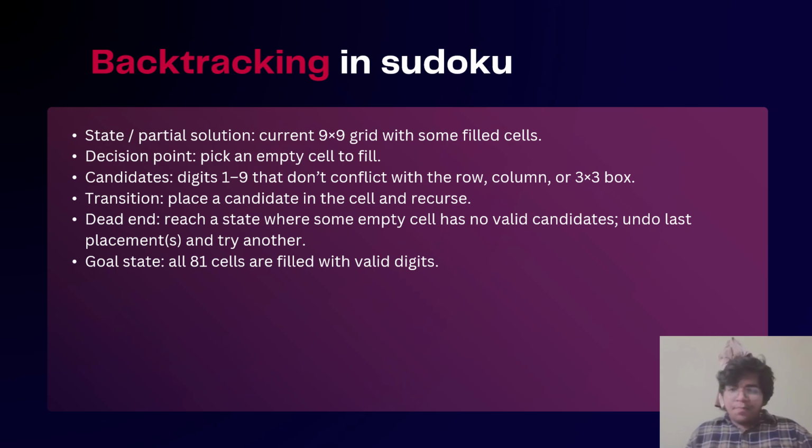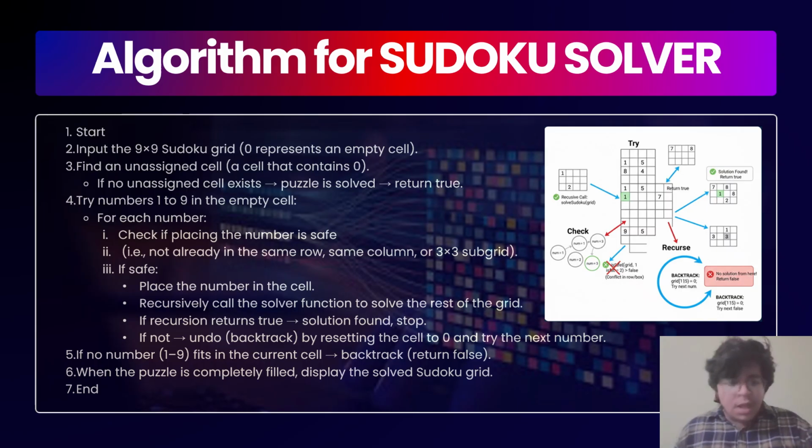So coming to the next algorithm slide, imagine the flow. Start, input the 9 by 9 Sudoku grid with values from 0 to 9. Find an unassigned cell, a cell that is empty.